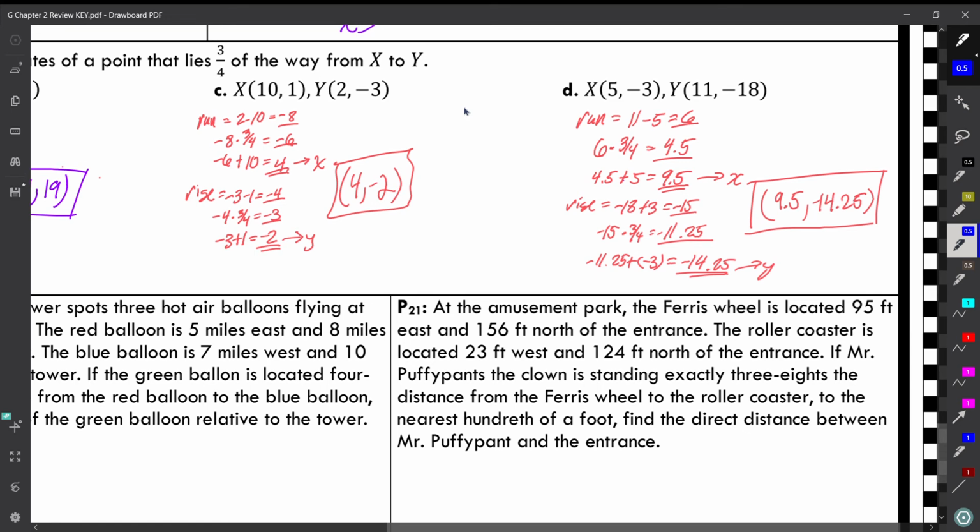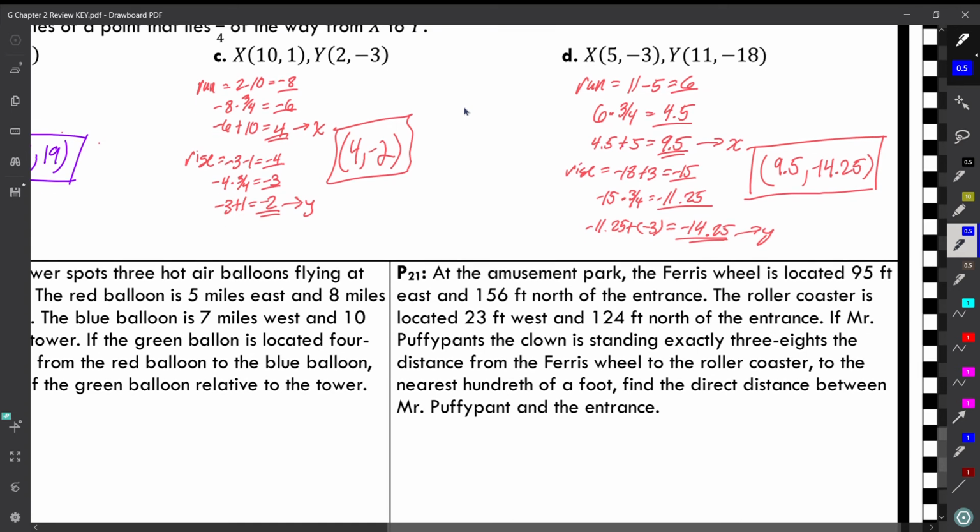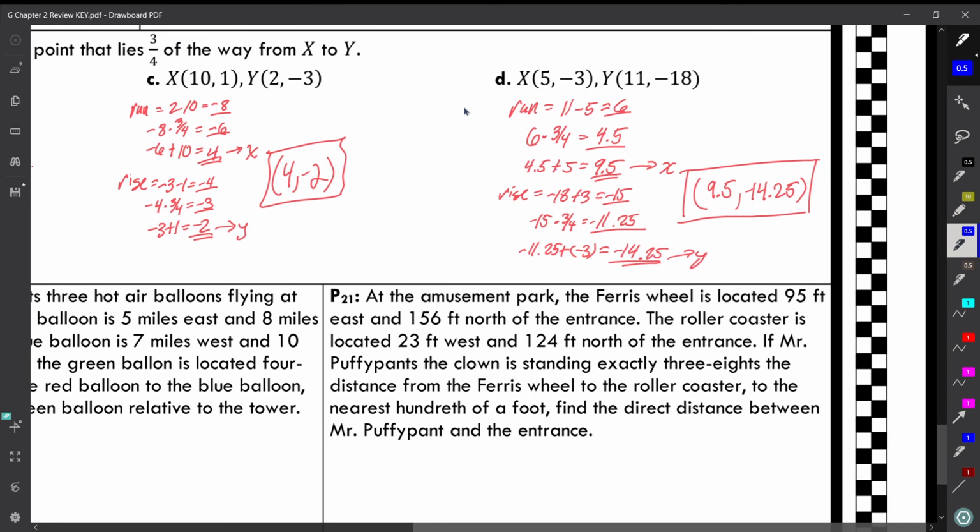Next, run 2 minus 10, negative 8. Multiply that negative 8 times 3/4. Negative 8 divided by 4 is negative 2 times 3 is negative 6. Negative 6 plus 10 will give me 4. That's my new x-coordinate. The rise, negative 3 minus 1 is a negative 4. Multiplied by the ratio, the 4's cancel and you're left with a negative 3. That negative 3 plus the y-coordinate of 1 is now negative 2. So my new coordinate is 4, negative 2.